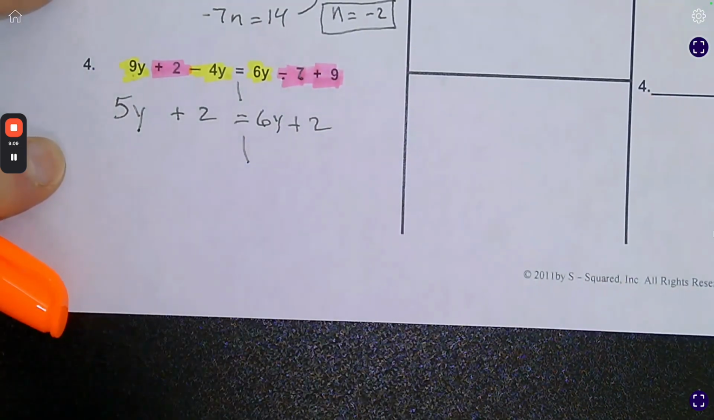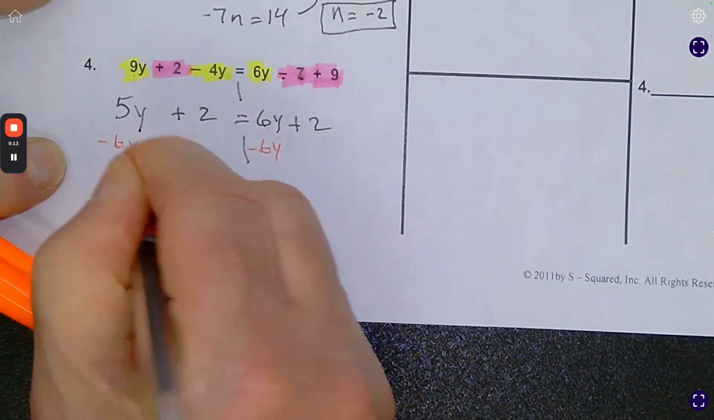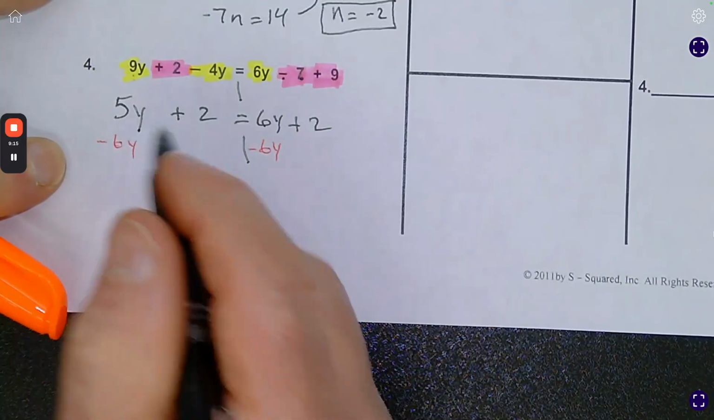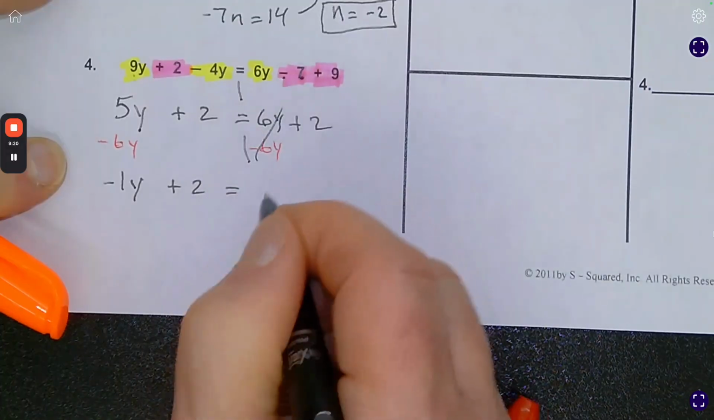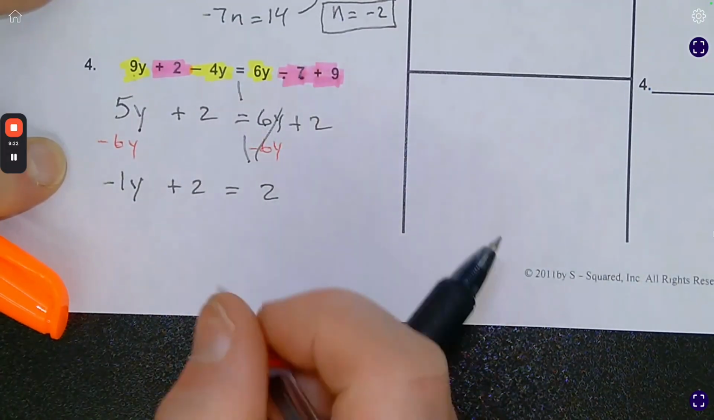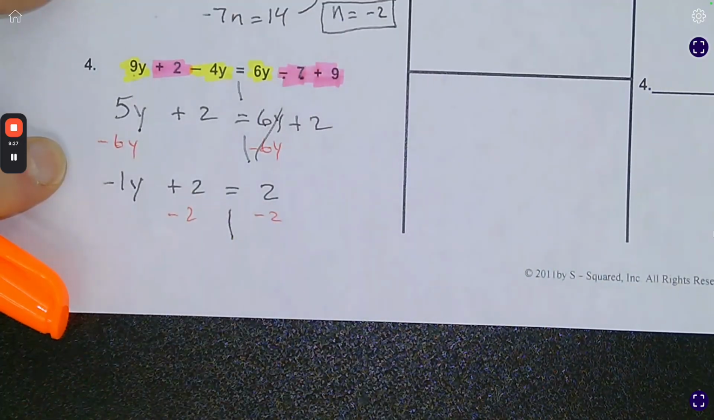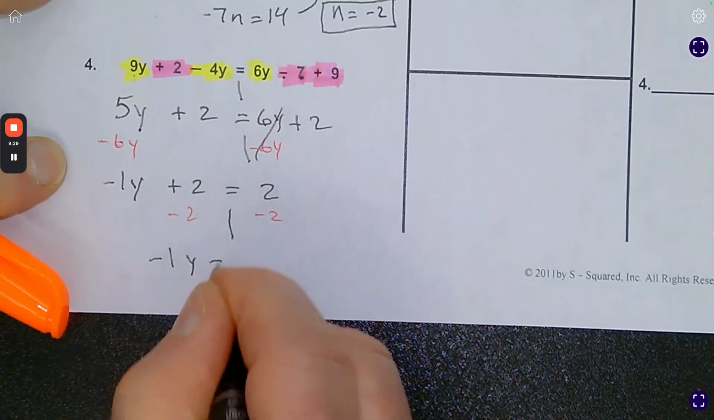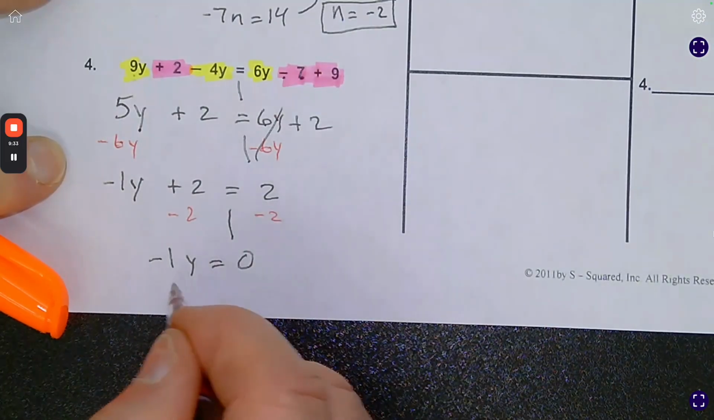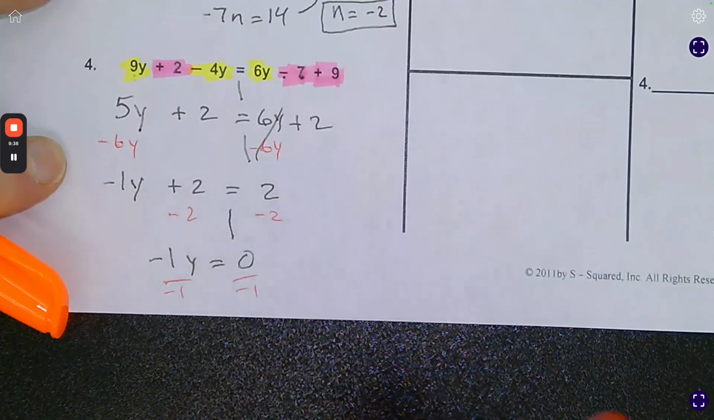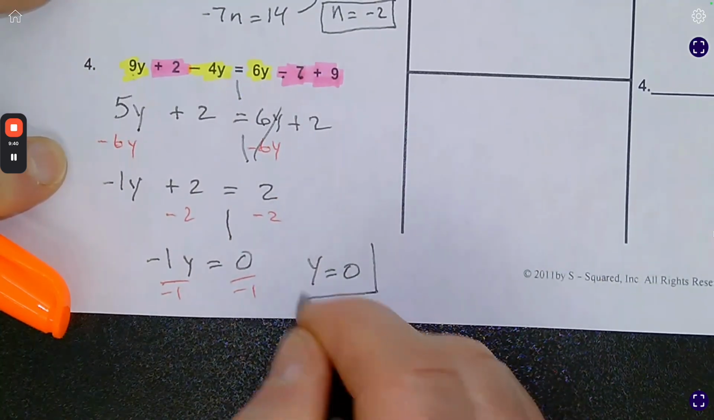So now I'm going to subtract 6y from both sides. And now I'm going to simplify. 5 minus 6 is negative 1. Plus 2 equals, this goes to 0. That's what I wanted. Oh, this is tricky. Subtract 2. Simplify. Negative 1y equals 0. Now don't panic. 0 is a number. Just keep going. Divide by negative 1. And 0 divided by negative 1 is 0.